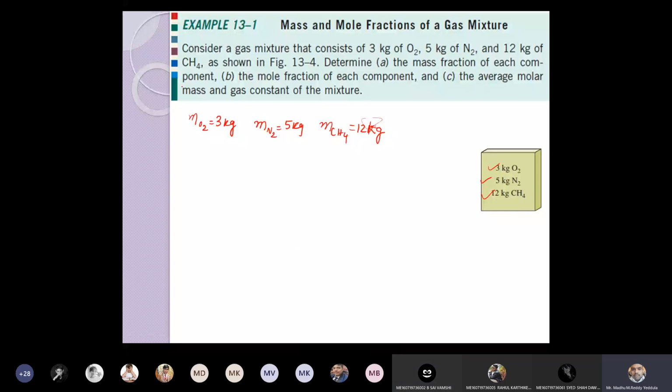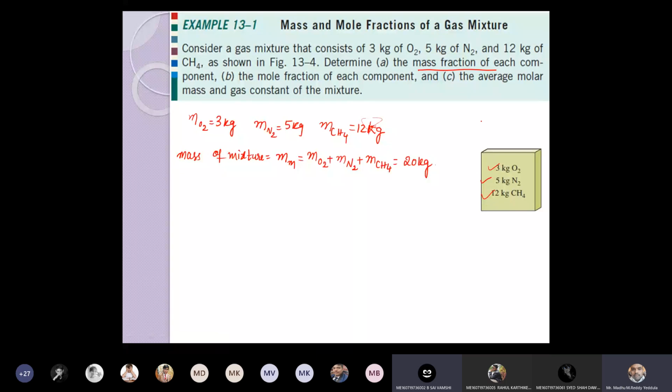So the mass of the mixture, what is the symbol? M suffix m is equal to mass of oxygen plus mass of nitrogen plus mass of methane. So 5 plus 3, 8, plus 12, 20 kg is the mass of the mixture. Once you know the mass of individual components and the mass of the mixture, I think there is no problem in calculating mass fraction. Agree?